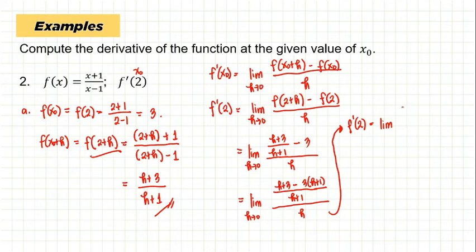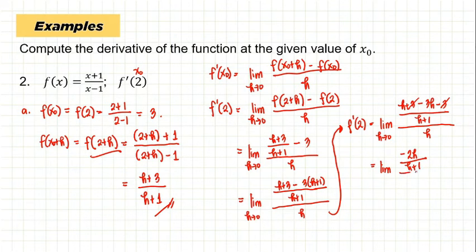So let's simplify that one. We have h plus 3 minus, distribute negative 3 to h plus 1. So we have minus 3h and minus 3, all over h plus 1. Then we have all over h as h approaches 0. So from that, we will now have the limit of h minus 3h, which is negative 2h, and 3 minus 3 is 0, so this will be canceled out, all over h plus 1, then all over h as h approaches 0.